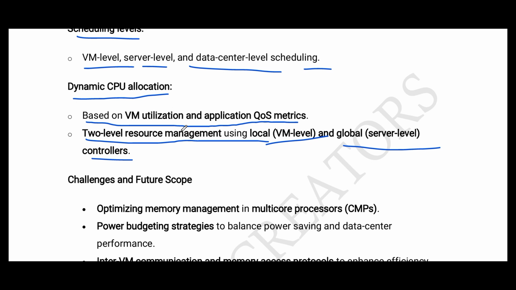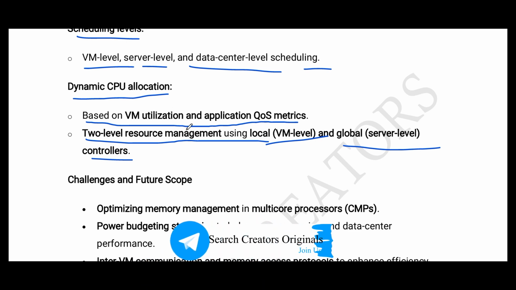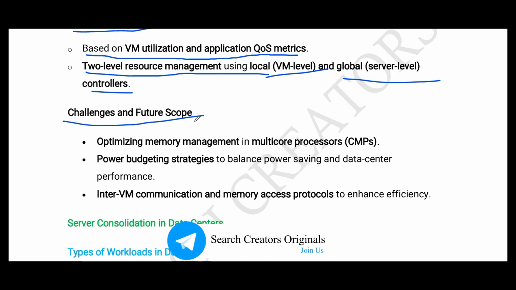Next is two-level resource management using local and global controllers. Two-level resource management is done using local, which is VM level, and global, which is server level, controllers. Next is challenges and future scope. Optimizing memory management in multi-core processors, which are CMPs.